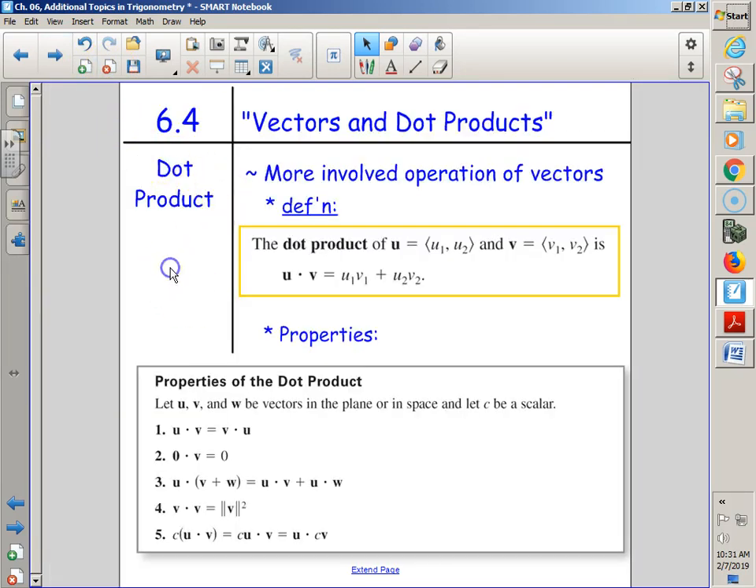All right, kiddos, here we go. Section 6.4. Vectors and dot products.